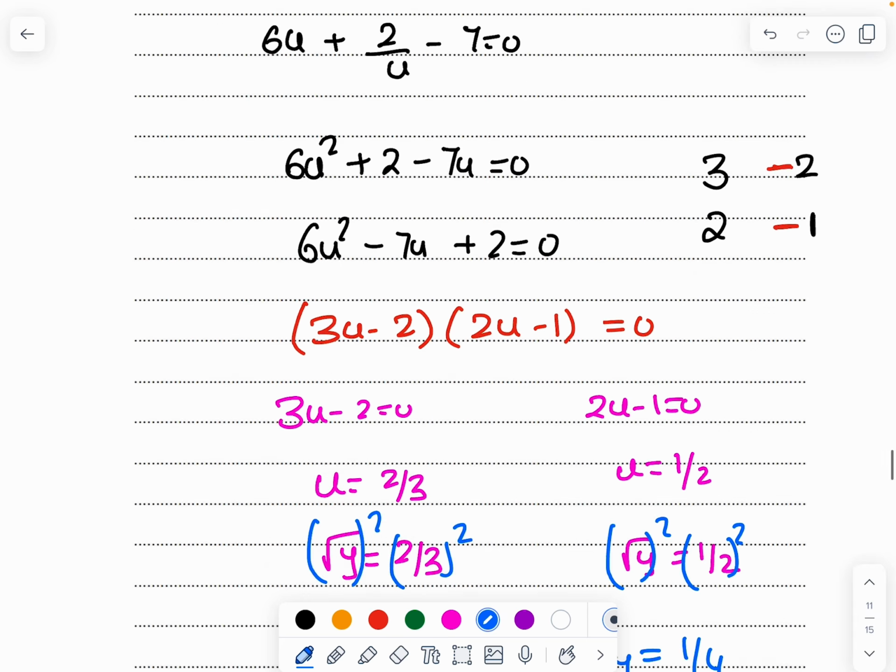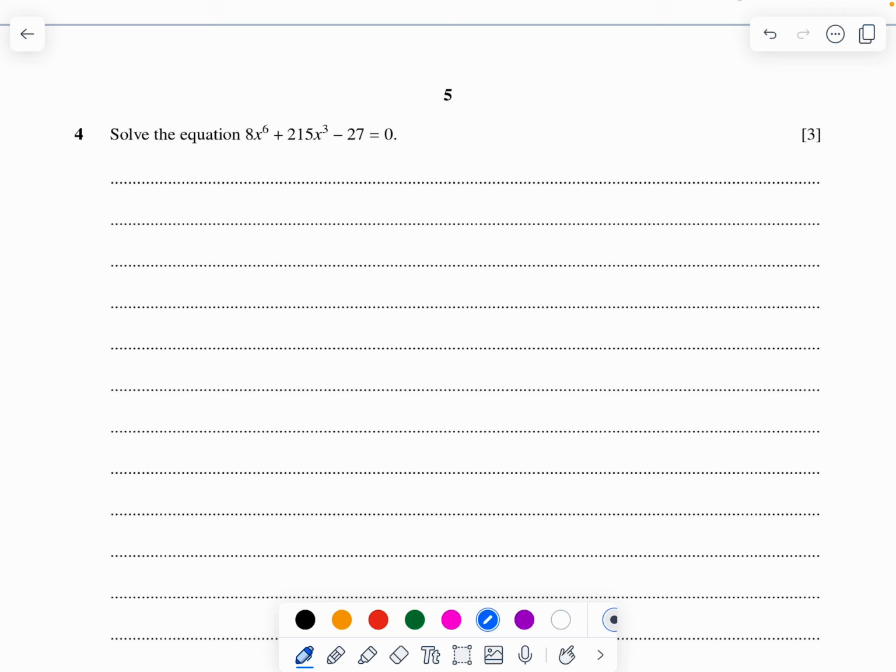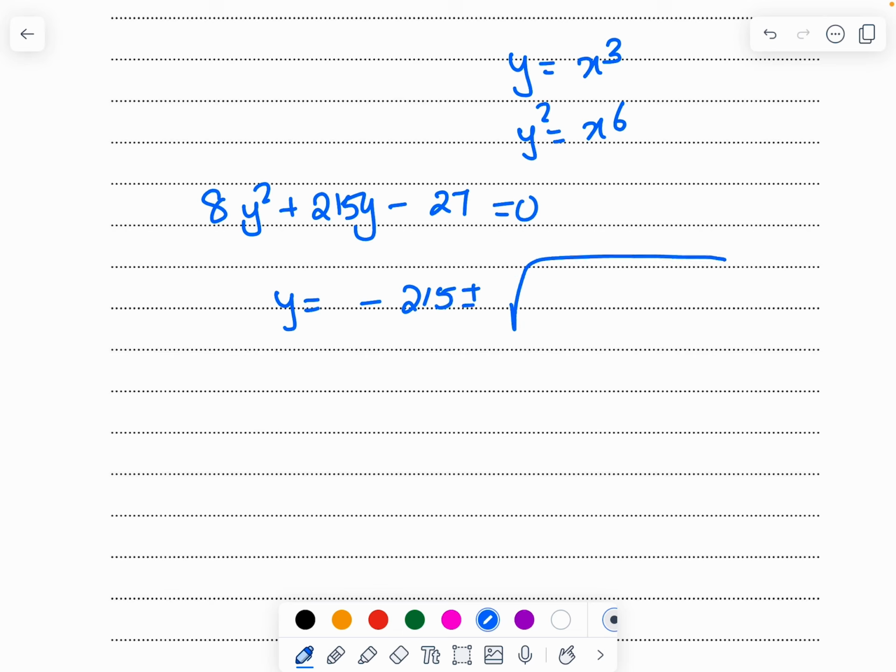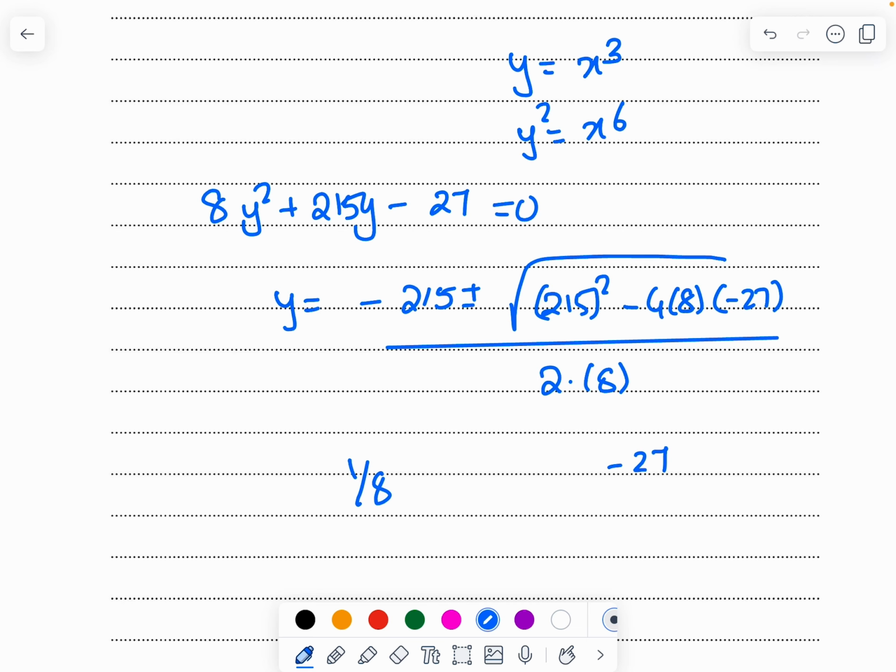Next question. Solve this equation. Over here, what am I going to do? Y equals to x cube. So y square will become x power 6. So it becomes 8y square plus 215y minus 27 equals to 0. So easy method is minus b plus minus square root of b square minus 4ac upon 2a, 2 times of 8. So this will give me either 1 upon 8 and negative 27. Those are the two answers for y.